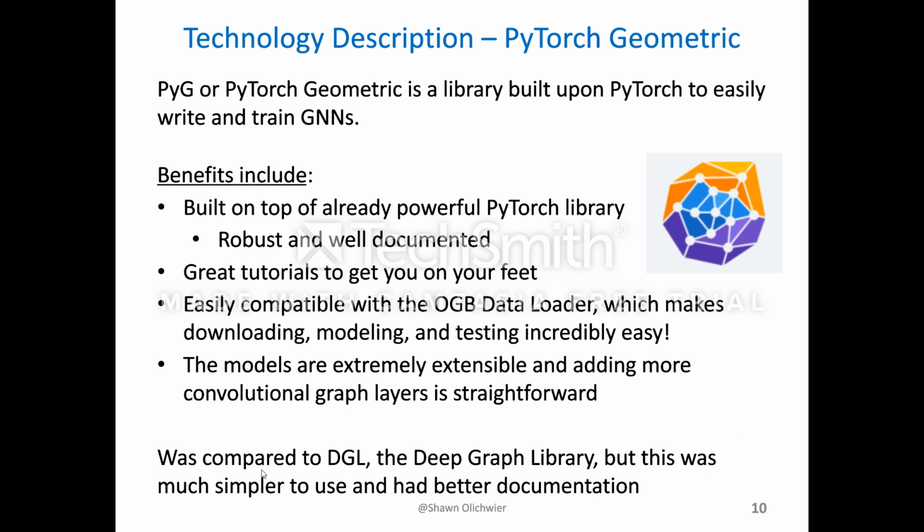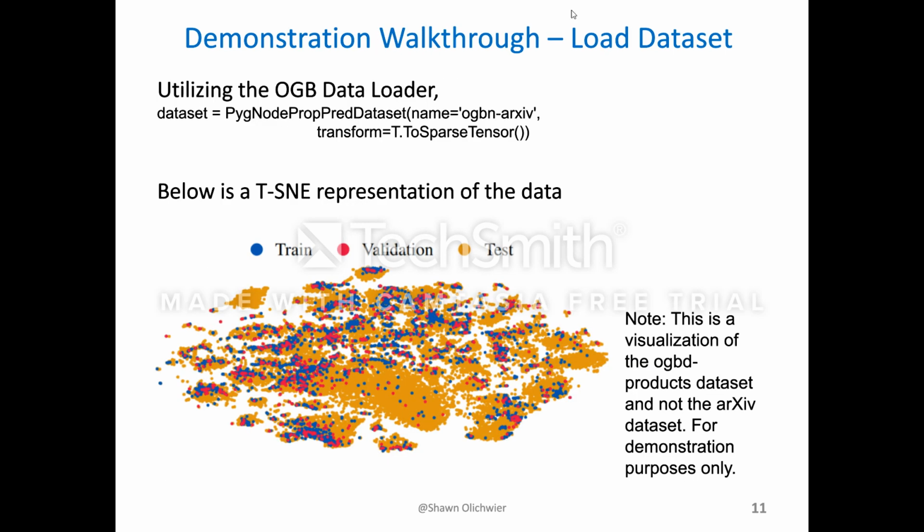I also compared this to DGL, the Deep Graph Library, which is another package, and honestly it's a little more deep, which is great if I had more experience in GNNs, but I have some previous experience with PyTorch, so that's why I went down that route. So here is a quick demonstration walkthrough at a very high level, and then I'll jump into the actual training notebook so we can look at some code.